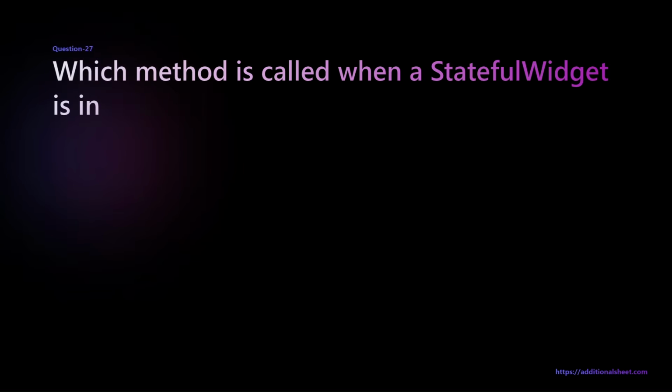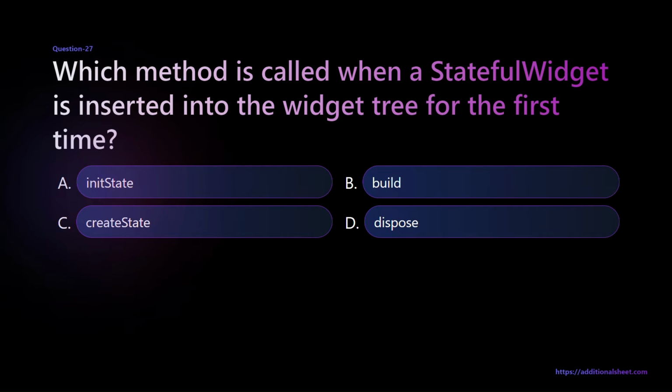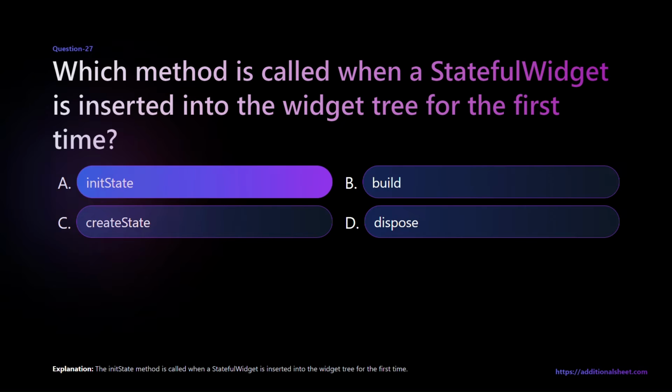Which method is called when a stateful widget is inserted into the widget tree for the first time? Option A, initState. Option B, build. Option C, createState. Option D, dispose. The correct answer is option A, initState.